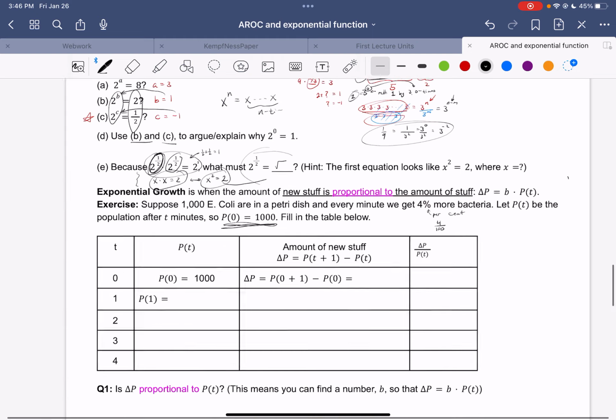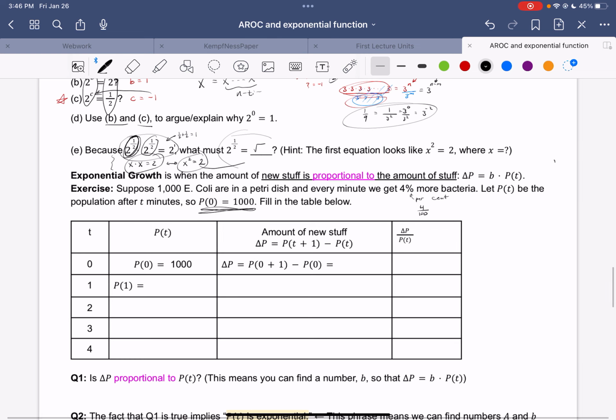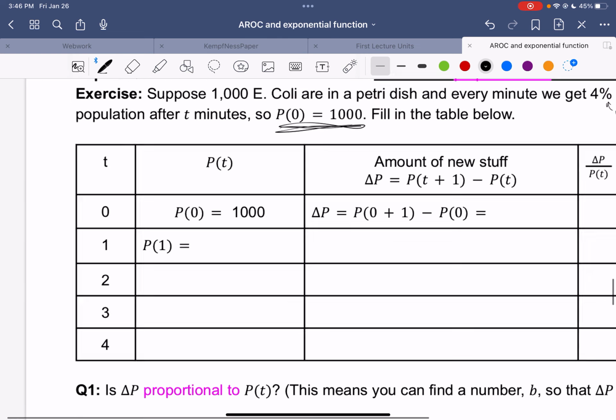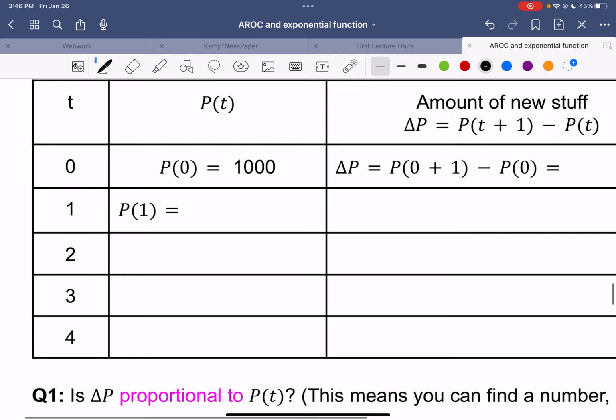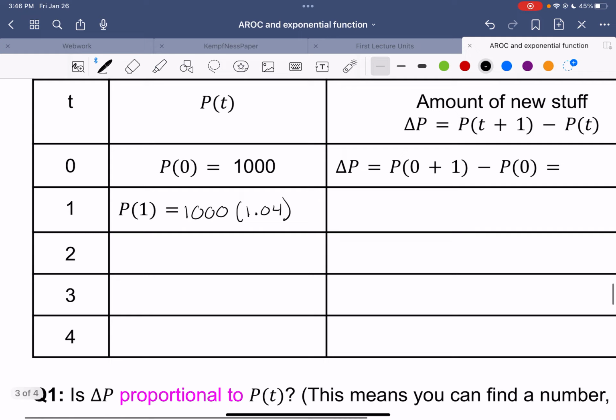All right, so let's start to figure out how much bacteria we have at each point in time. So look, we begin with 1,000. 1 minute later, we will have 4% more. So the way to figure this out, I'm going to give you the answer first, and then we'll talk about why. So 1 minute later, you will have 1,000 times 1.04.